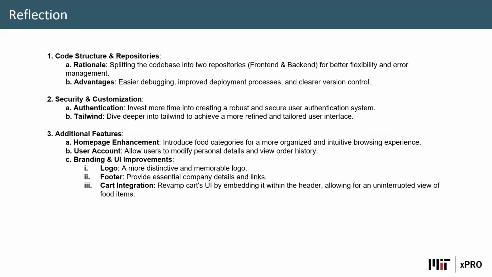Also, just little structural things like an improved logo, a footer with company information, and possibly have the cart feature be built into the header. When you'd click on it, it'd shift the food information over instead of the little box sitting on top of the information.